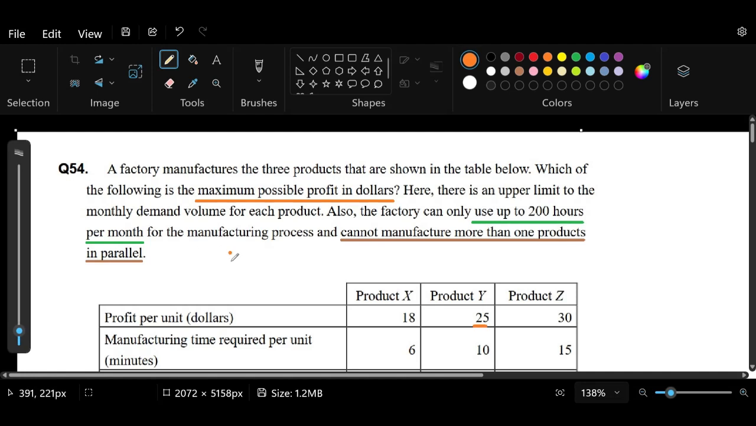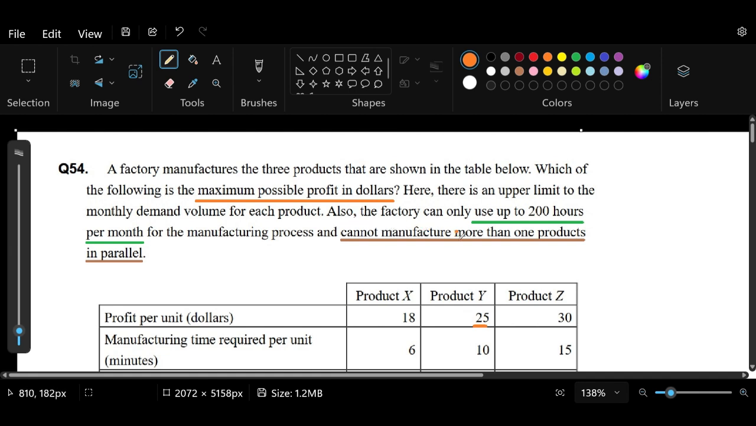Question number 54 of the PhilNITS FE morning portion of the exam. In this question, we are being asked: a factory manufactures the three products that are shown in the table below. Which of the following is the maximum possible profit in dollars? Here, there is an upper limit to the monthly demand volume for each product.